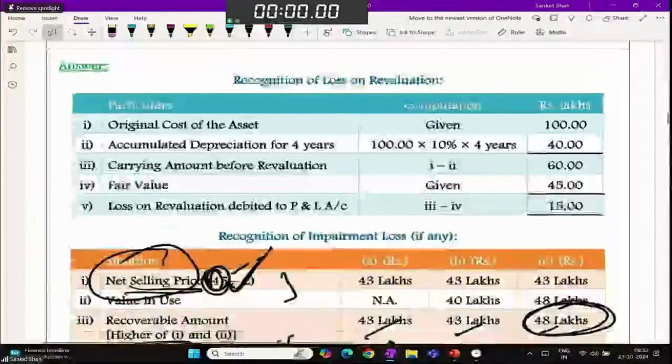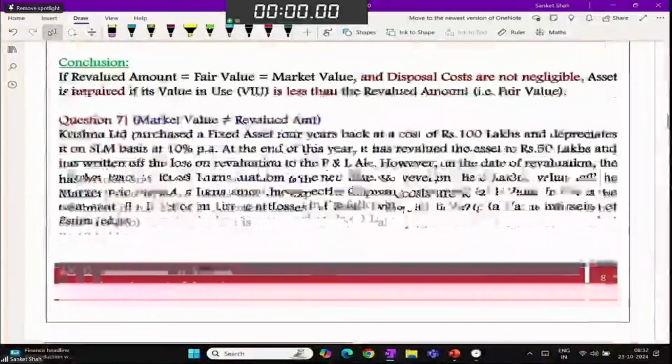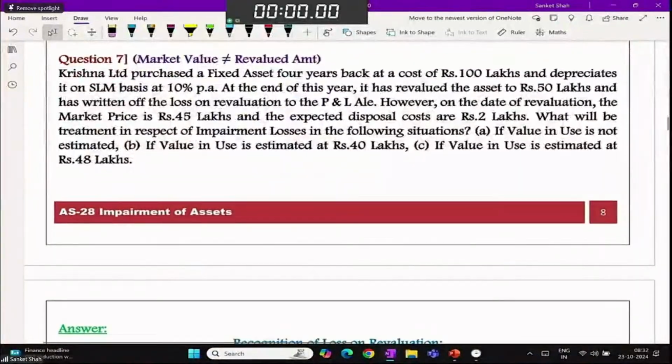अच्छा, सॉरी. क्वेश्चन 7 सॉल्व करना है. सॉरी. हाँ, ठीक है. सॉल्व क्वेश्चन 7.